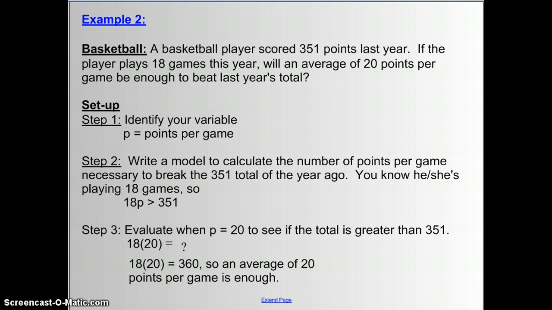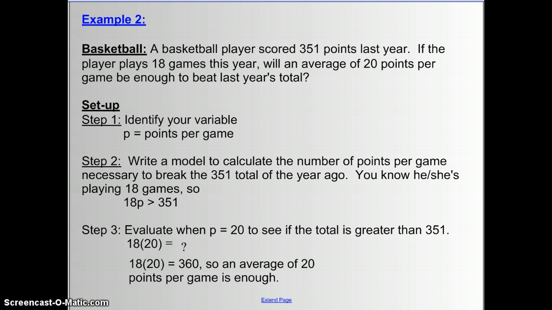You know that they're playing 18 games. So we want 18P, when P is the points per game, to be greater than 351. The wording in the problem is very important here. It says enough to beat last year's total. That means the total has to be greater than last year's total. It didn't say equal to or greater than. It just said beat the total.